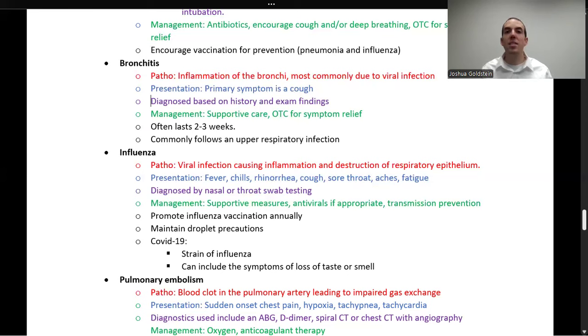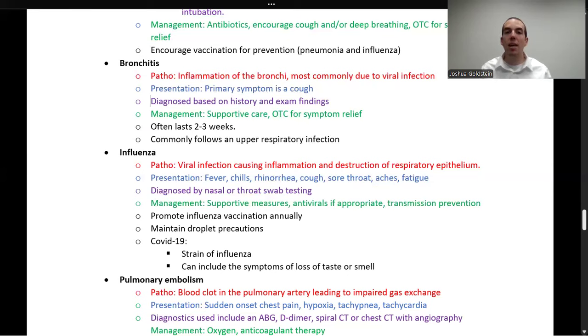Next, we have bronchitis. This is inflammation of the bronchi, very simple. Bronchitis, inflammation of the bronchi. Almost always this is due to viral infection. Stereotypically, this follows an upper respiratory infection where the patient had a common cold and it lasted for a few days, but now this cough has been here for 2 weeks since then, and that would be bronchitis. Presentation is primarily a cough. It's diagnosed based on what the patient reports and the findings of the provider, and it's managed with supportive care, plus they take over-the-counter medication for symptom relief.